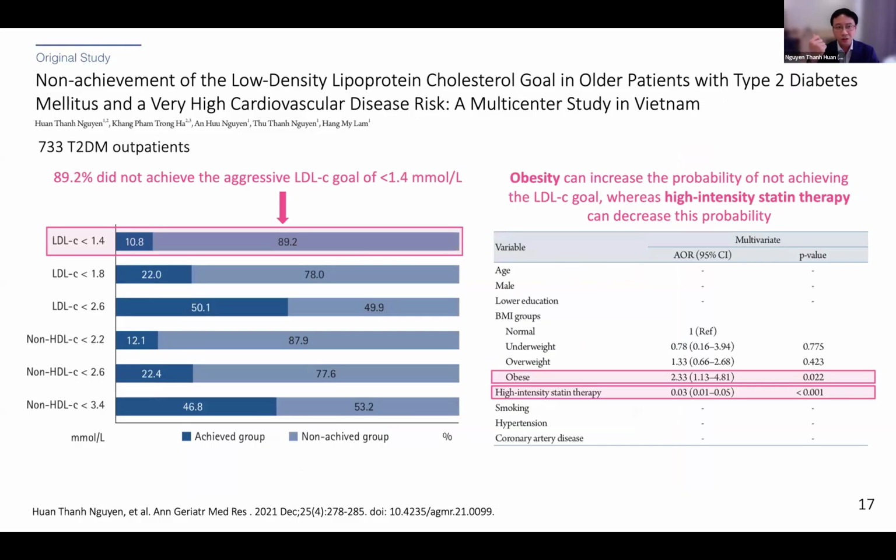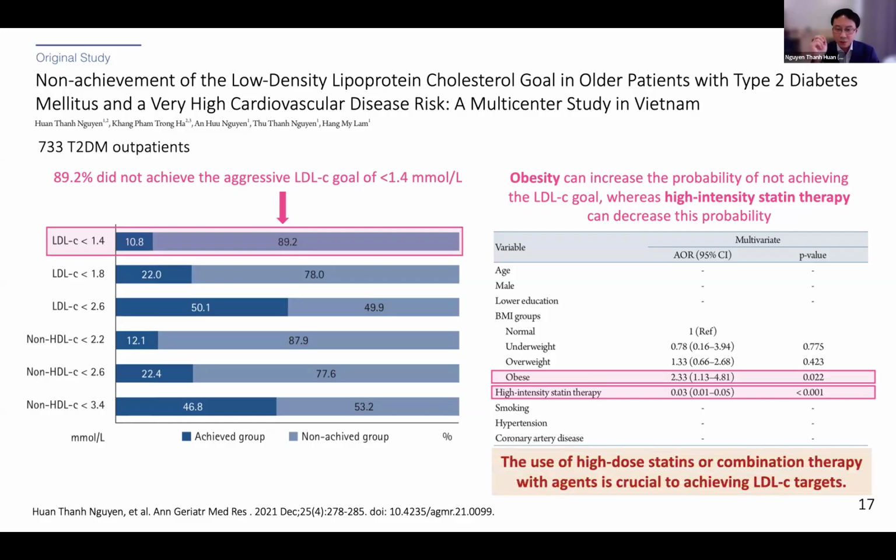So how about another population? This study includes patients with type 2 diabetes and very high CVD risk. And you can see here, 89% did not achieve the aggressive LDL goal of below 1.4 millimoles per liter. This study also found that obesity can increase the probability of not achieving the LDL goal, whereas high-intensity statin therapy can decrease this probability. So these results remind us that the use of high-dose statins or combination therapy with another drug, for example, ezetimibe or PCSK9 inhibitors, is very important to achieving LDL cholesterol targets.